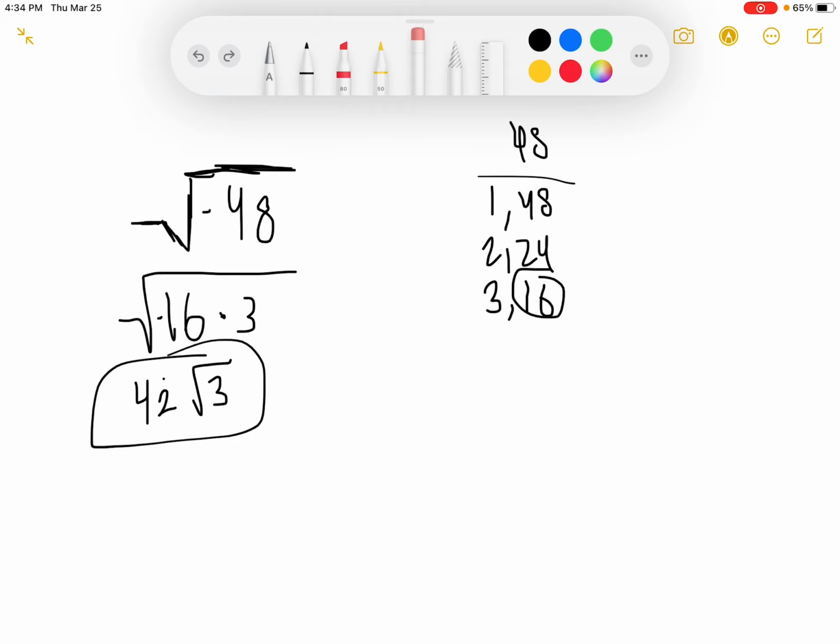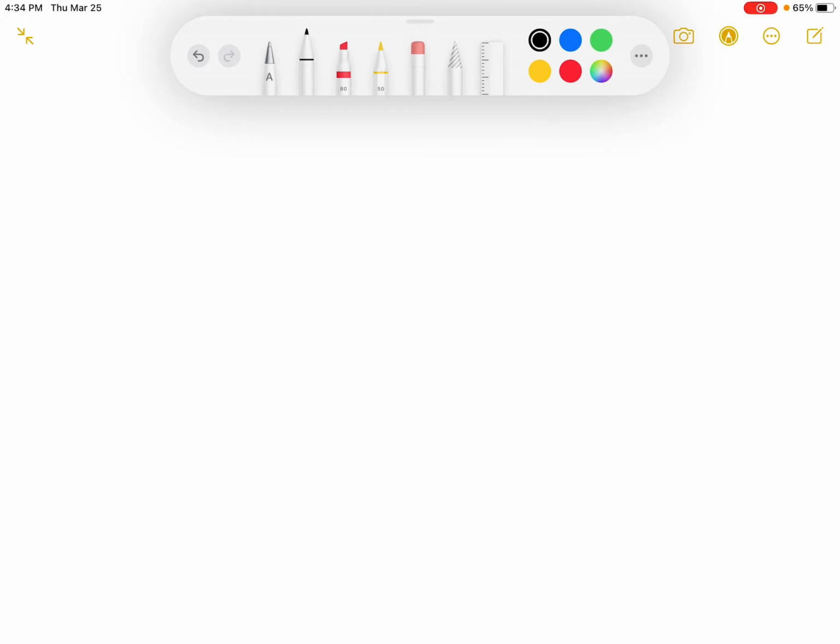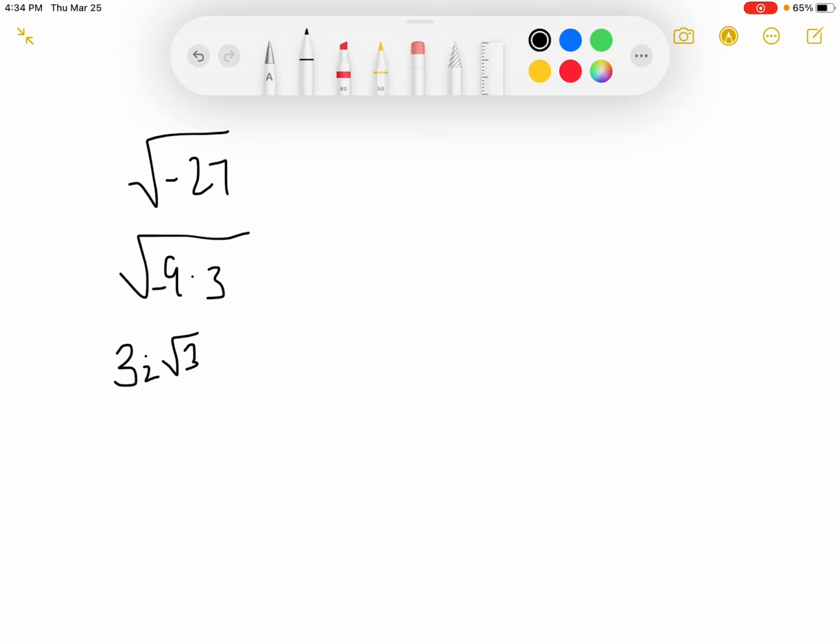Let's do another one just to make sure that you understand what it is. So let's do -27. There are lots of things that can multiply to equal that. Well, not a whole lot, but one example is 9 and 3. You can take the square root of 9, so you get 3, but remember, there's an i there still because of the negative. And then the square root of 3, once again, is outside. So that's what it is.